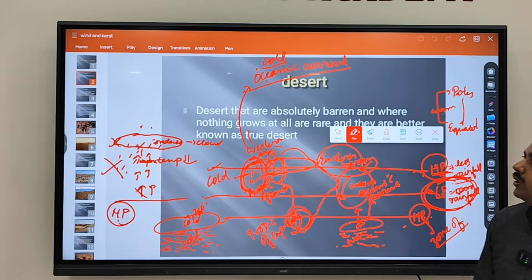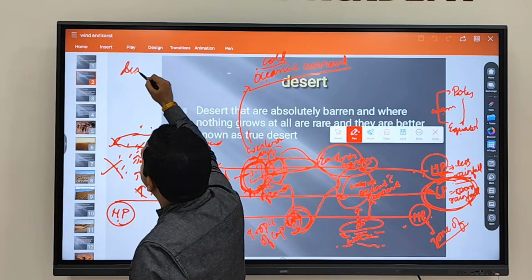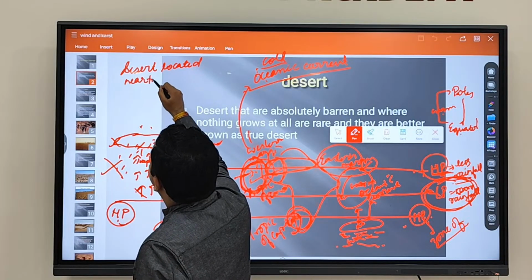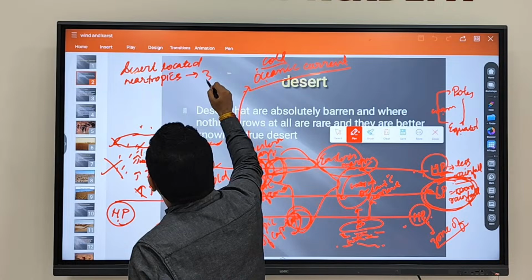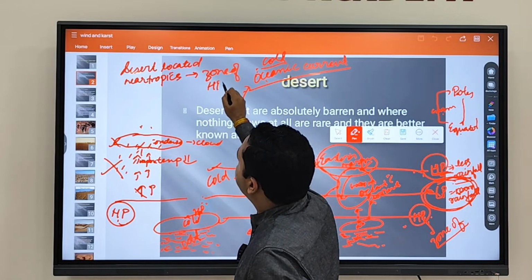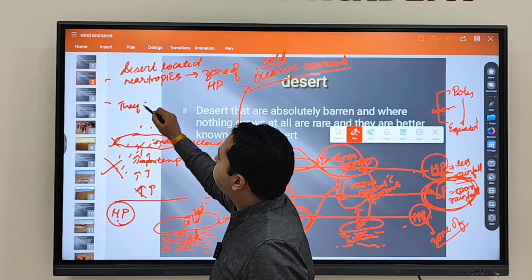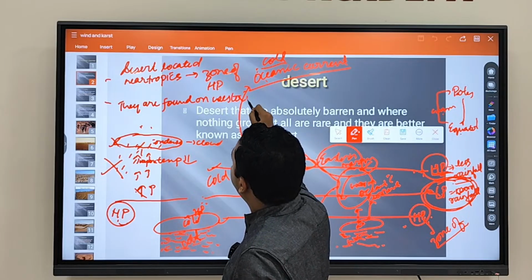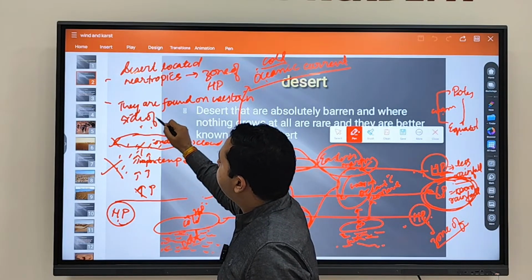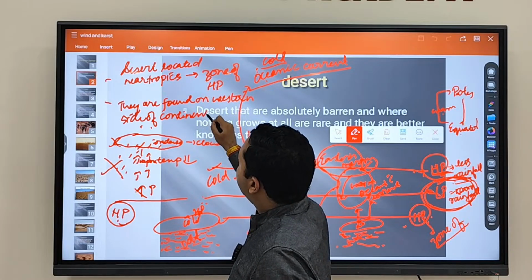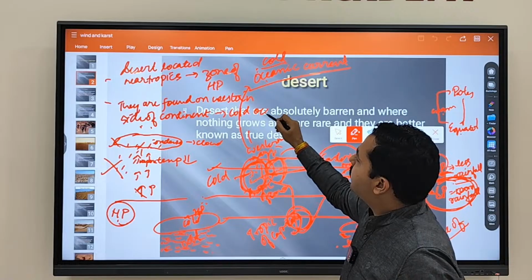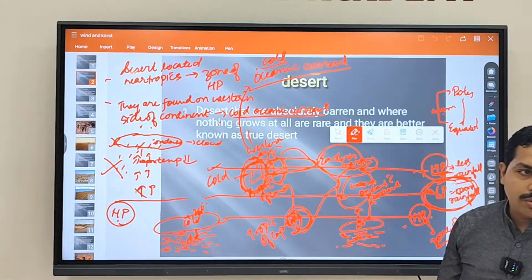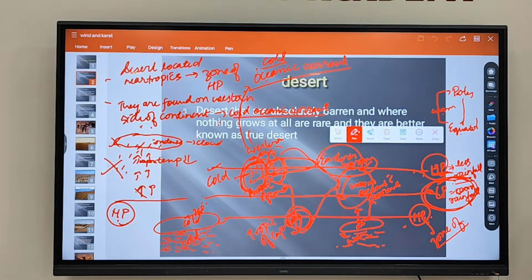Fine. So deserts, I'll just write it. Deserts are located near tropics, as it is a zone of high pressure, and they are found on western side of continent because of cold oceanic current. They are found on the western side of continent because of what? Cold oceanic current. Fine. These 2 points you keep in mind.